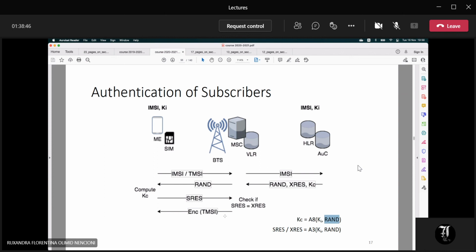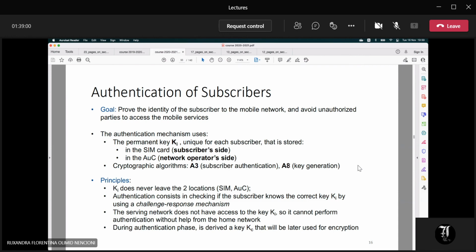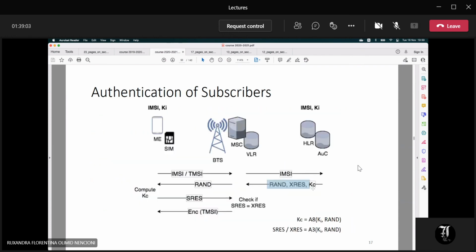And then how is this expected response computed? Again, it's based on the master key and the random challenge, but using a different algorithm. And this is what is called the triplet. This is what the visiting network needs to have from the home network to allow visiting subscribers in the network as well. So that's basically how it works.